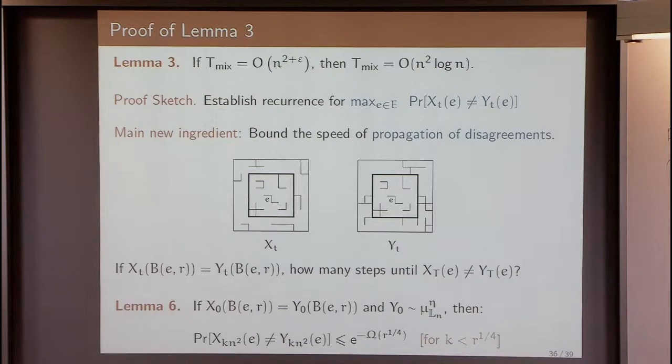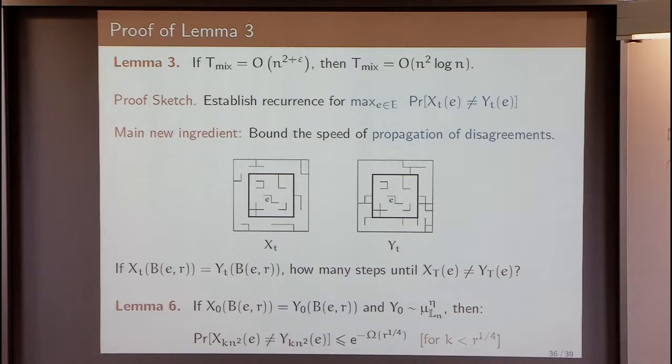So finally, in lemma 3, I won't tell you much about this, but it is a boosting lemma, where if we start from a bound on the mixing time of n to the 2 plus epsilon, which we already have from the previous result, then we can boost it to the right answer. And the idea is that instead of establishing a recurrence for the mixing time, we establish a recurrence for this quantity here.